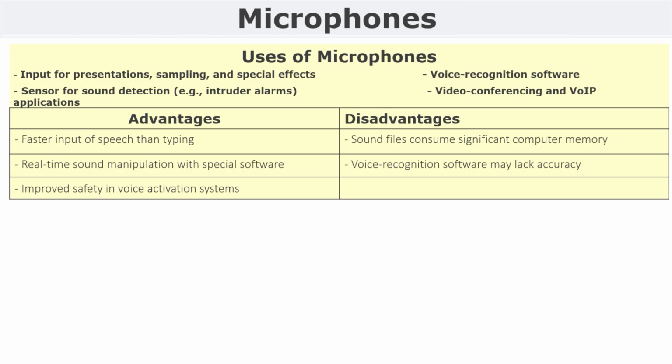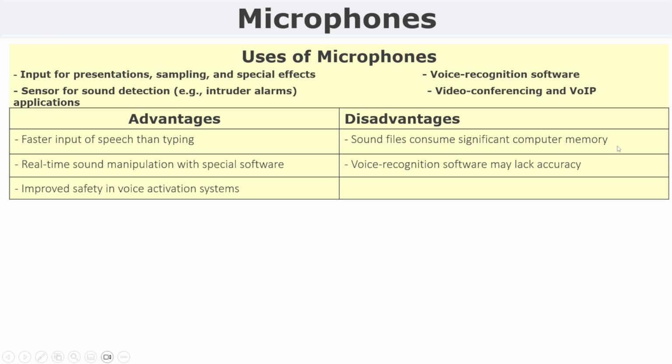All right, then we come to microphones. Microphones are basically used for voice recognition software. Your phones make use of microphones. Video conferencing or voice over internet protocol also make use of microphones. So it is basically used to input sound into a computer system.